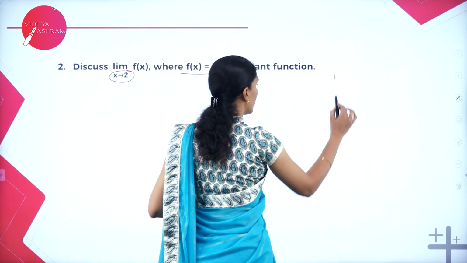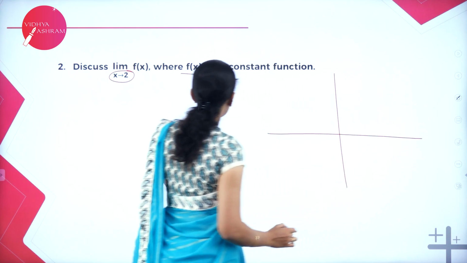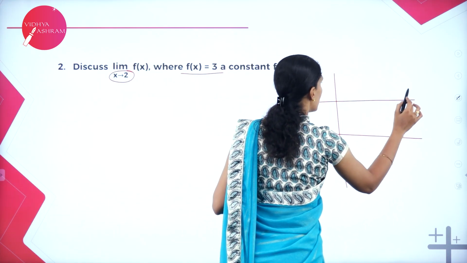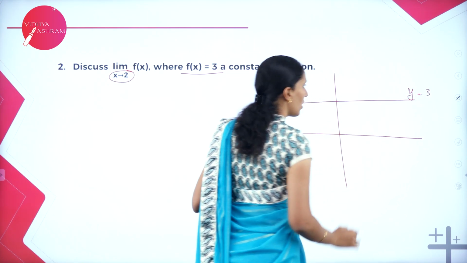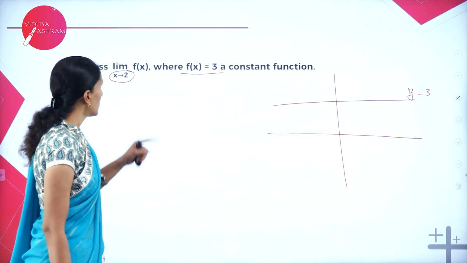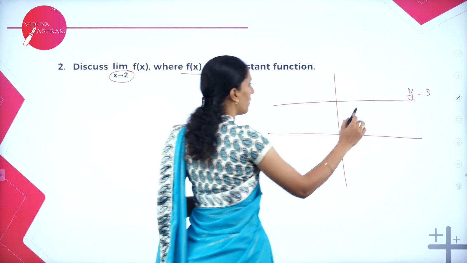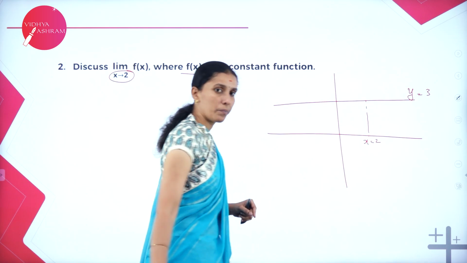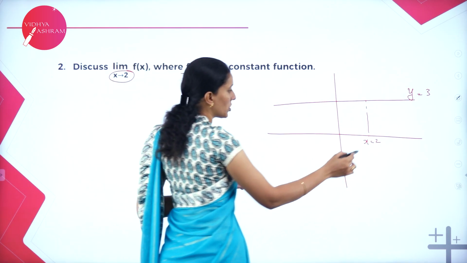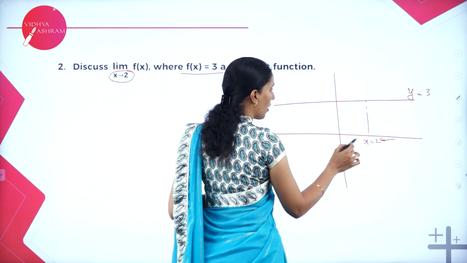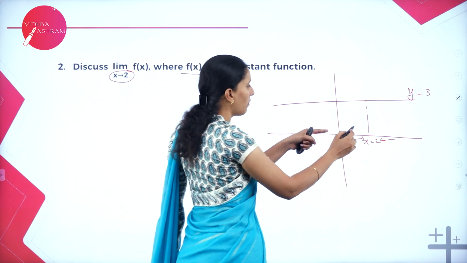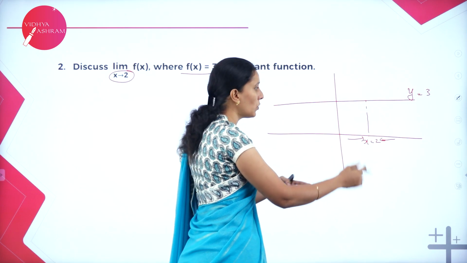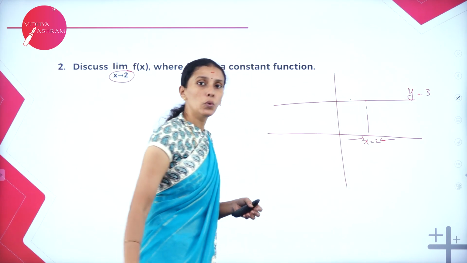So therefore, it is given f of x is equal to 3. So the function, this is y is equal to 3 or f of x is equal to 3. Now I have to define the function at the point x is equal to 2. Let me take this as x is equal to 2. Now when I approach from the right side or from the left side, you can see for all the values x less than 2 or greater than 2, the functional value is 3 itself.